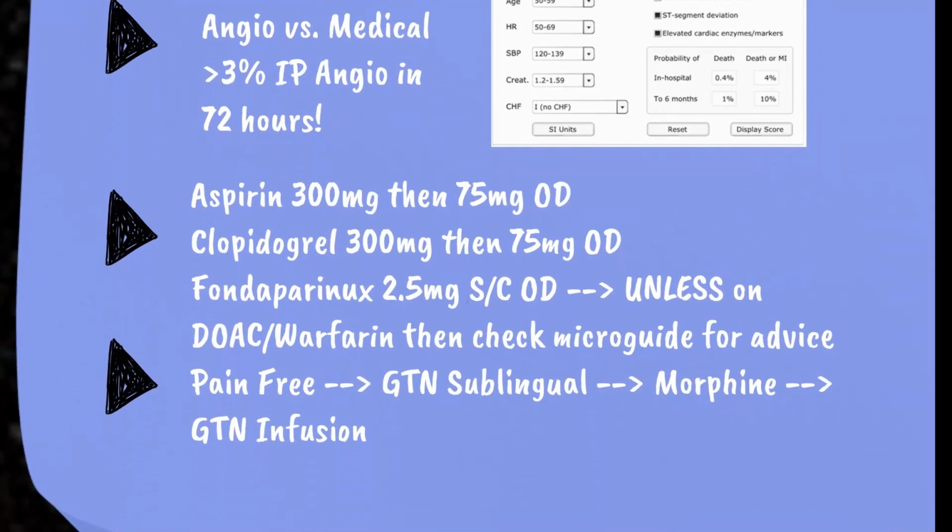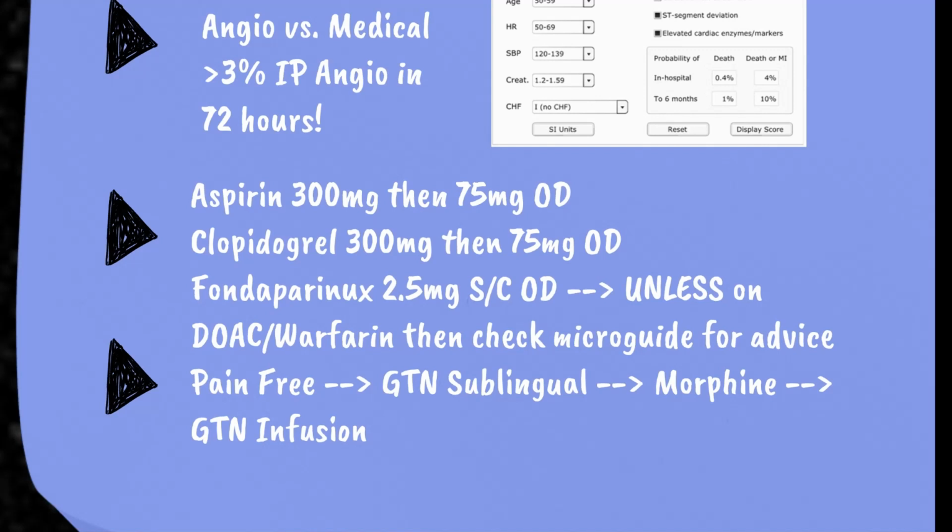Next, we'll talk about some of the medications we give when someone is having an NSTEMI. Normally what we'll do is we'll load them on aspirin and clopidogrel. That's aspirin 300 milligrams for one dose, and then we switch them to 75 milligrams once a day. And that's also clopidogrel 300 milligrams for one dose, then we switch them to 75 milligrams once a day. We also prescribe them fondaparinux 2.5 milligrams subcut, and this is again once a day.